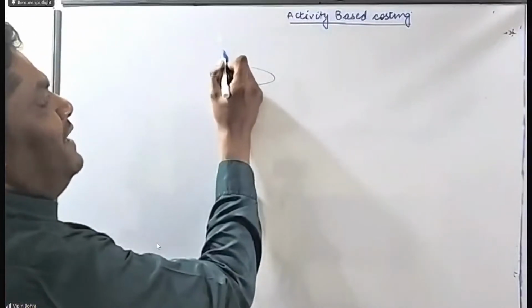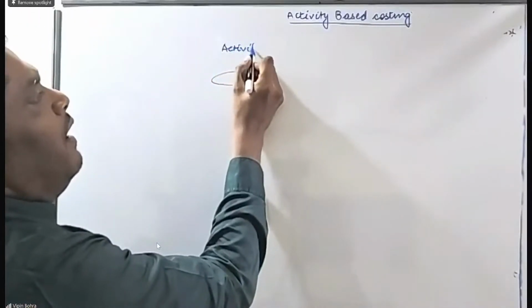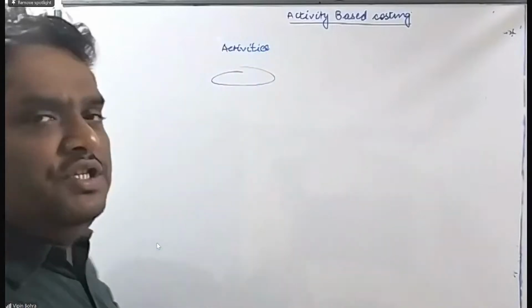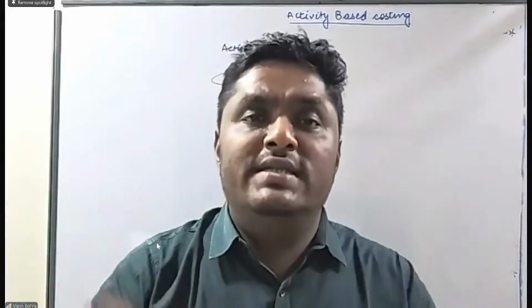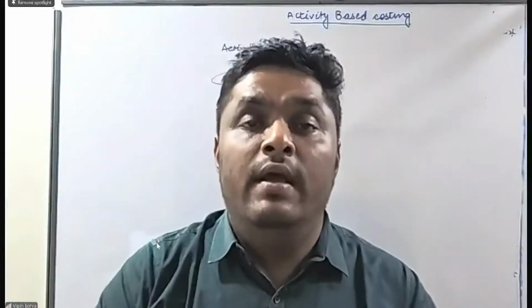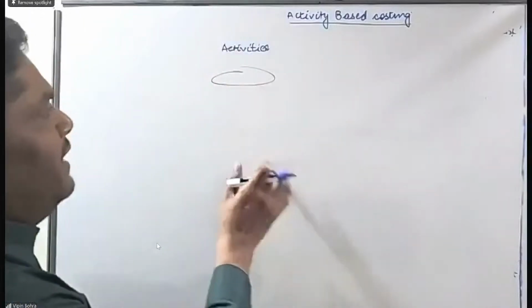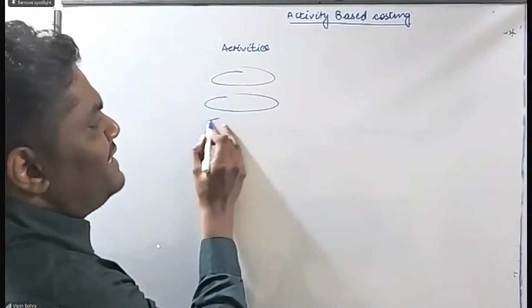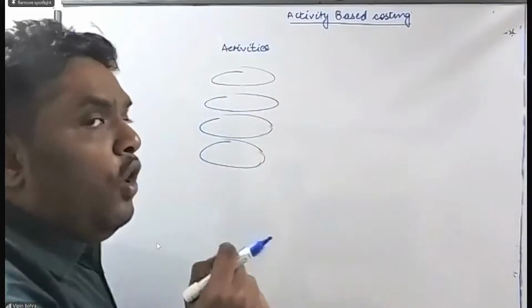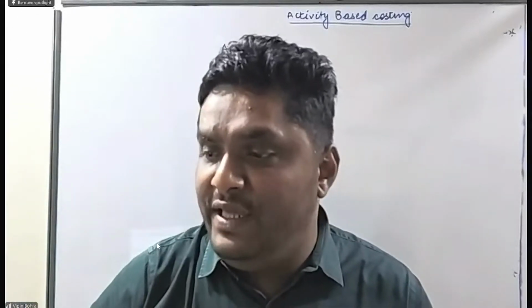First, identify the various activities of the organization. Activity-based costing says, I repeat again, how can you absorb all the overheads on a single basis? This approach is incorrect. I have a better approach wherein it says identify the various activities of the organization. Identify the various activities.